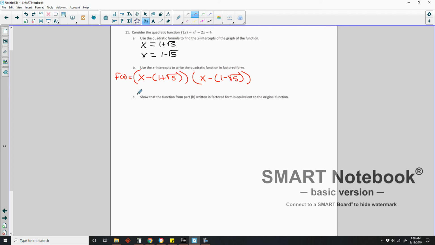Okay, now it says C, show that the function from part B, written in factored form, is equivalent to the original function. So all they're asking us to do is distributive property throughout, or the, if you will, FOIL. So let me just save some time here by moving.